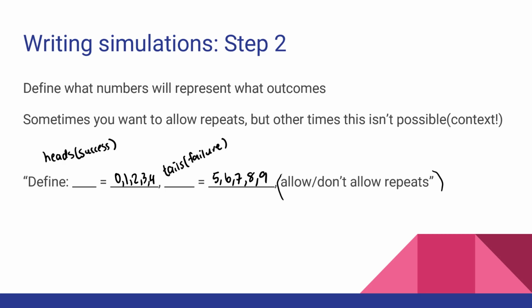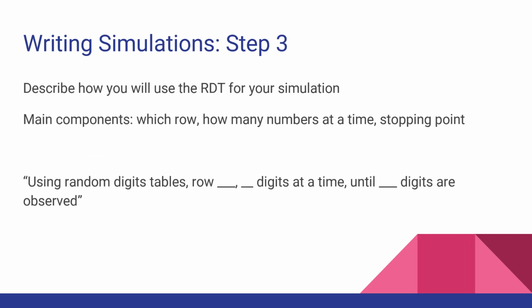So in this case, we would allow repeats because we can flip 8 heads twice in a row. For our step 3, this is where we tie in our RDT, our random digits table, into our simulation. So how are we going to read the RDT? The main components of this are saying which row we're starting from, how many numbers we're looking at one time, so we could be looking at one number at a time, two numbers at a time, etc. And then when do we stop?